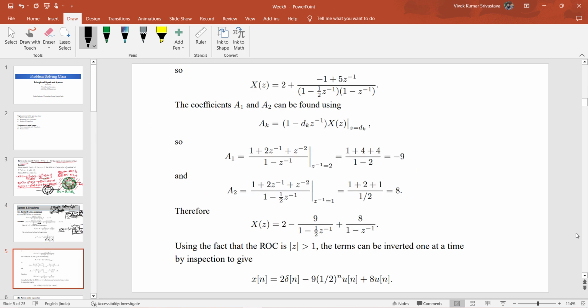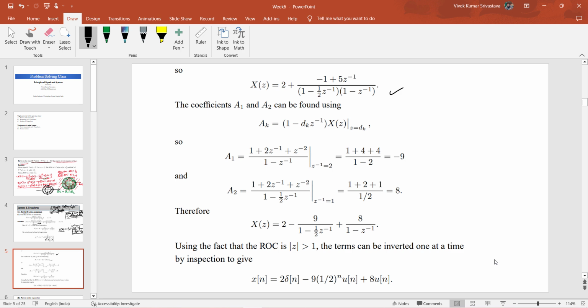Sir, one question. I understand if it is improper, we can convert it to a proper function with B0 plus a proper function, correct? Yes. In the proper function, for example, if the denominator is not factorable, what should we do? Then we will go for another method that I will show you in the upcoming slide. Okay, sir, no problem.